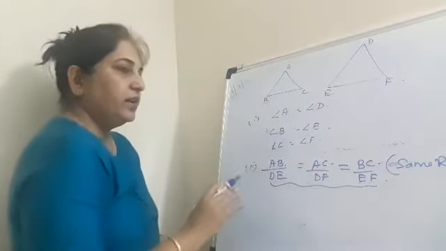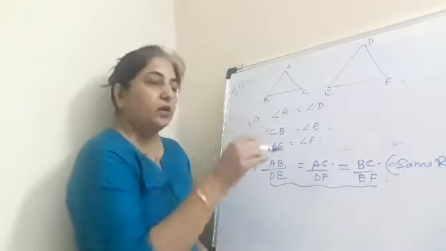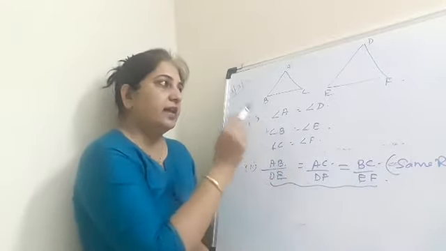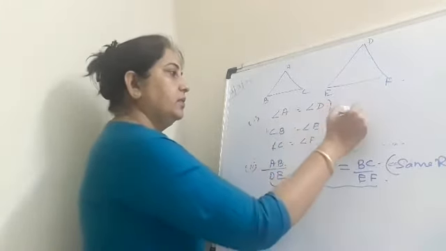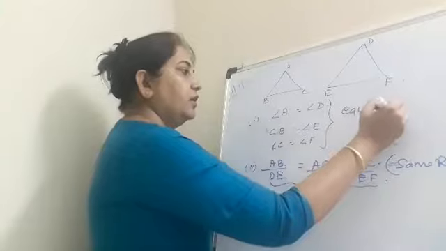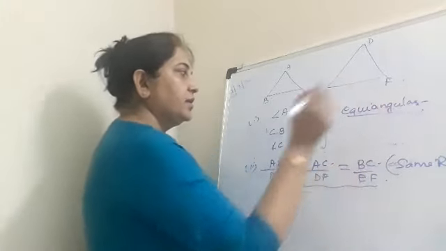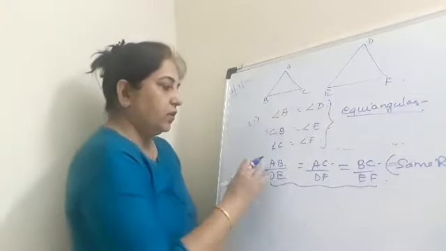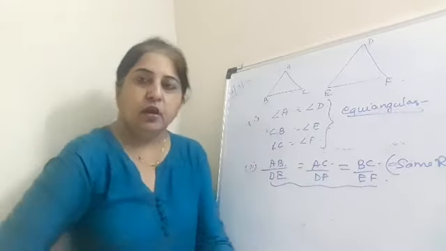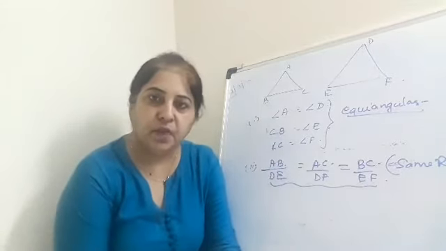So when any two figures are similar to each other, they will be equiangular. We can also say that they have equal angles. We can also use the term equiangular, right? So they are equiangular and their corresponding sides are in proportion, or they are in the same ratio.